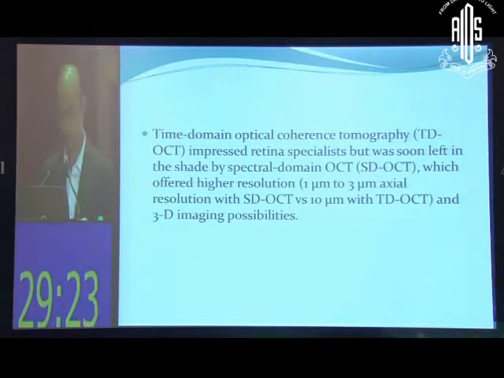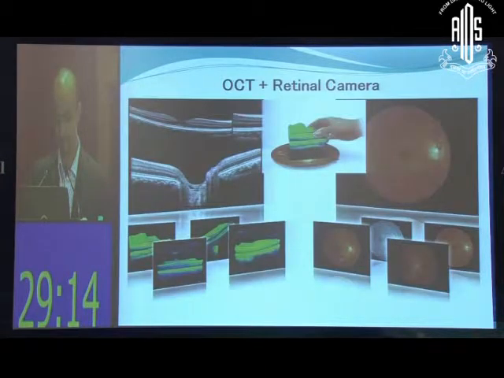The time domain OCT has now been replaced by a spectral domain OCT, which gives us a higher resolution and is also able to give us 3-dimensional images. So this is how a typical 3-dimensional OCT would look like, which is a spectral domain.